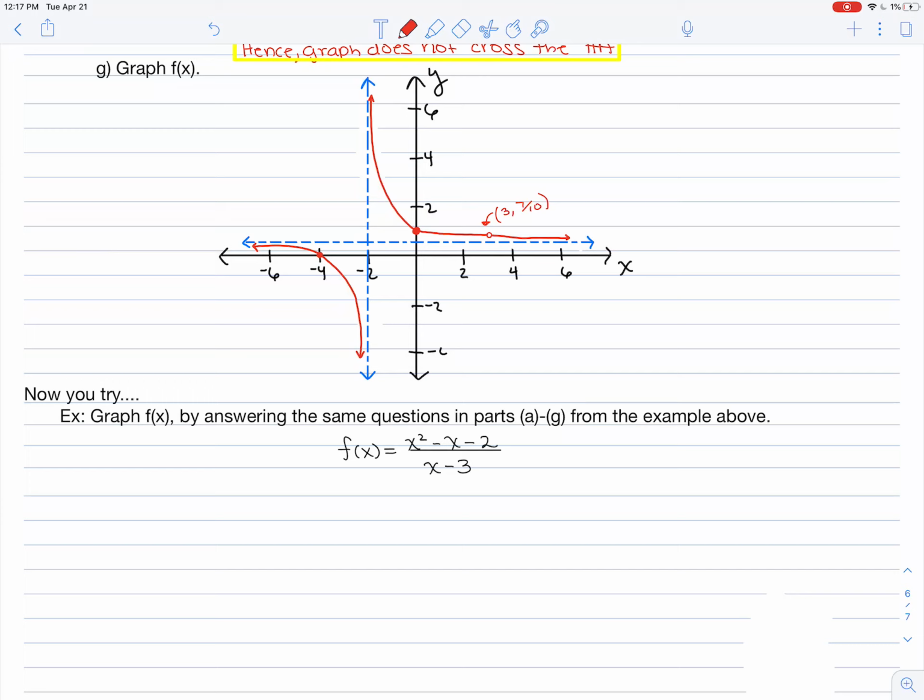Go through the entire steps: find domain, intercepts, vertical asymptotes, horizontal asymptotes, oblique asymptotes. See whether your graph crosses the horizontal asymptote. Check whether you have a removable discontinuity. Look at the behavior as x approaches your vertical asymptotes from the left and the right, and then put it all together. If you can do this problem, then you are in good shape. And I'm about to show you the answer now. So please press pause in 3, 2, 1.